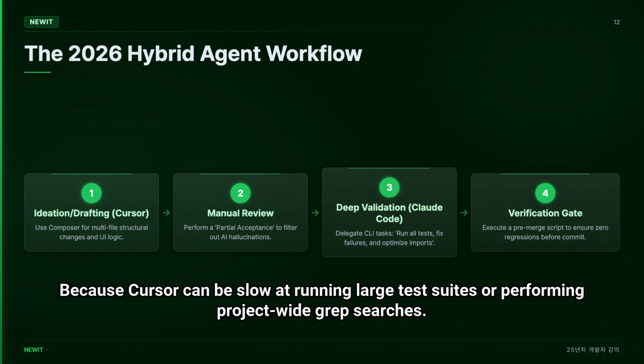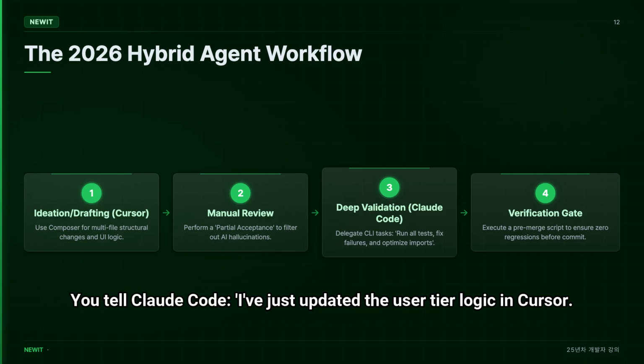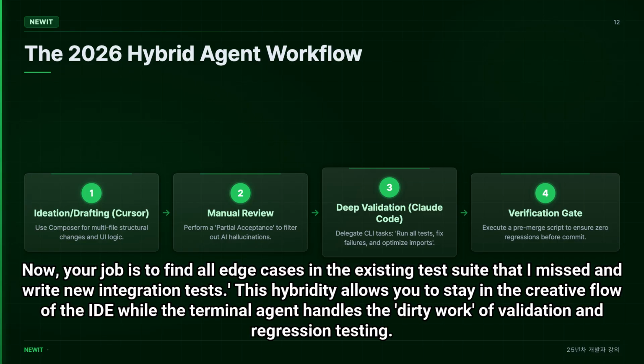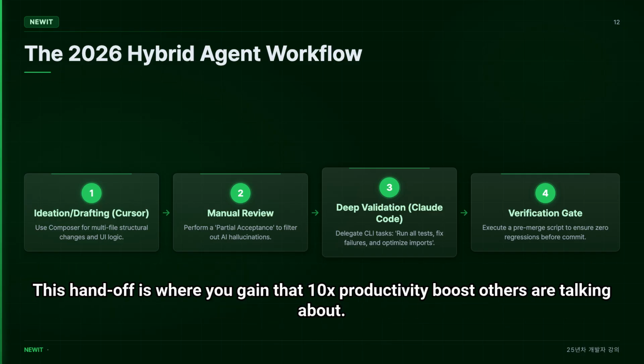Why? Because Cursor can be slow at running large test suites or performing project-wide grep searches. You tell Claude Code, "I've just updated the user tier logic in Cursor. Now, your job is to find all edge cases in the existing test suite that I missed and write new integration tests." This hybrid approach allows you to stay in the creative flow of the IDE while the terminal agent handles the dirty work of validation and regression testing. This handoff is where you gain that 10x productivity boost others are talking about.